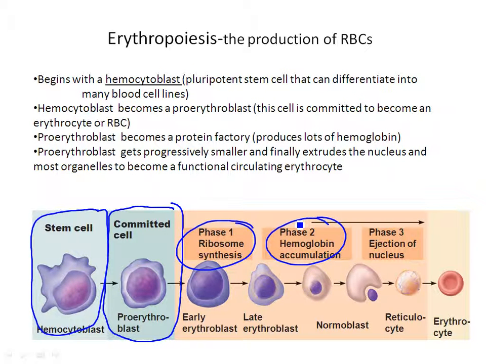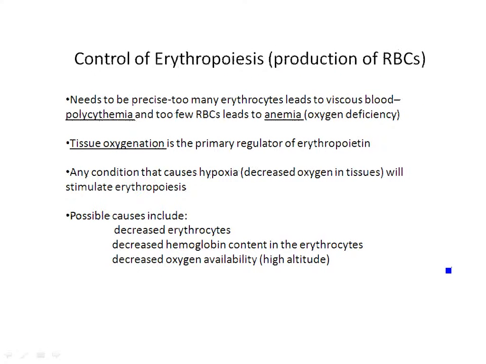And you don't need the nucleus anymore because you just want to be able to carry oxygen. That's the main job. So you dump the nucleus out and get rid of most of your organelles. What you're left with is this little biconcave disc known as an erythrocyte. It's simply a bag of hemoglobin. That's about all it is. So it's ready to get into the circulation and start transporting our oxygen.